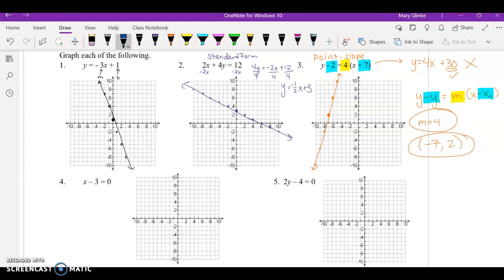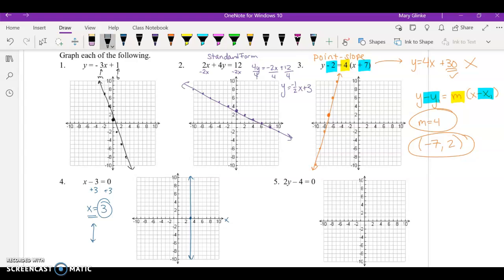Our next one only has an x, so what we can do is we can add 3 to both sides and get x equals 3. And if you were to graph that, any x equals is always going to be a vertical line through the x-axis at whatever number is there. So you can go to 3 on the x-axis and draw a vertical line through there.